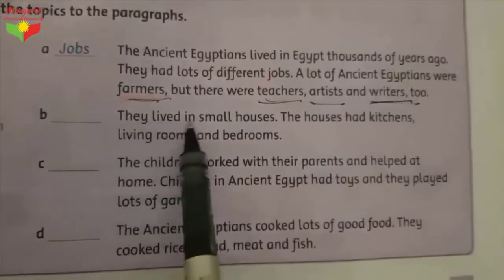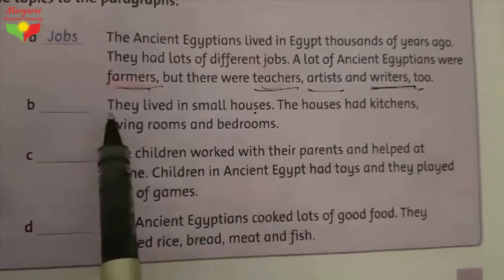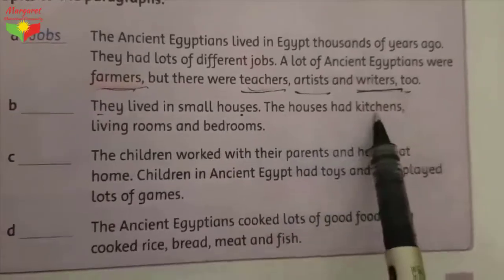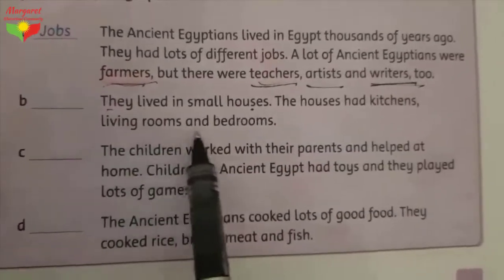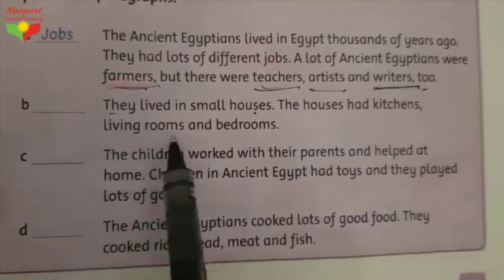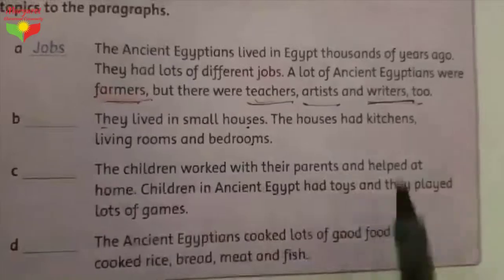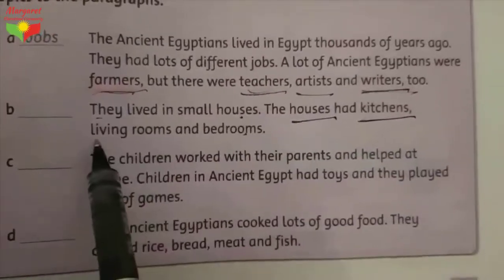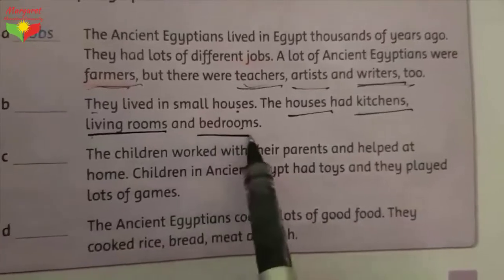Next one. They lived in small houses. The houses had kitchens, living rooms, and bedrooms. So we have these places: houses, kitchens, living rooms, and bedrooms.